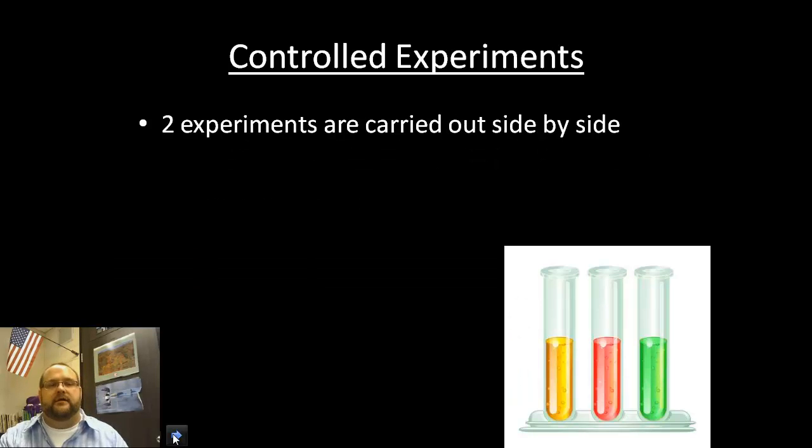Okay? So, if we're looking at controlled experiments, our experiments need to have variables, and they also need to be controlled. And how we do that is we actually carry out two separate experiments side by side.